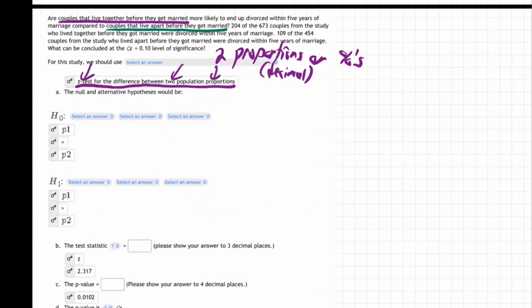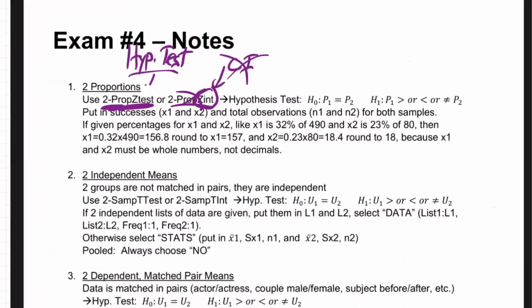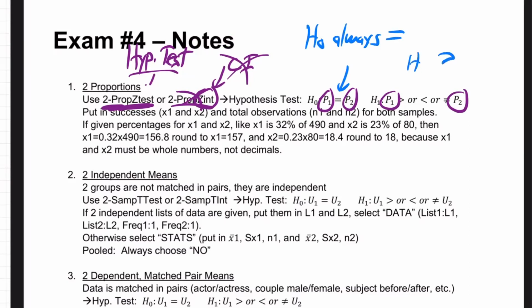Okay, what's our H0 and H1? Well, it tells you right in the notes. H0 is the 2 proportions are equal. See how there's 2 proportions now? That's what's new here. We're talking about 2 groups. And remember, H0 is always equal. And H1 is greater, less, or not equal. And that'll always be the case.